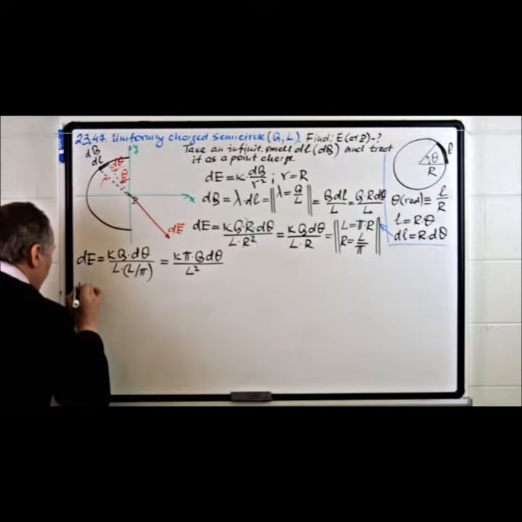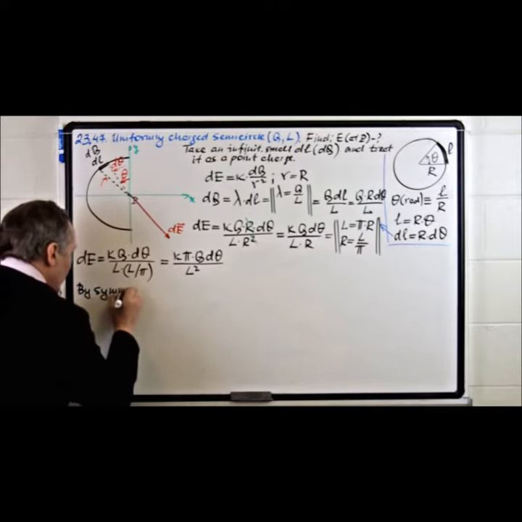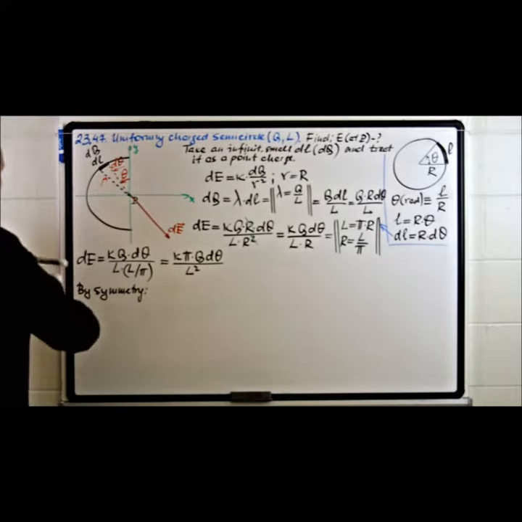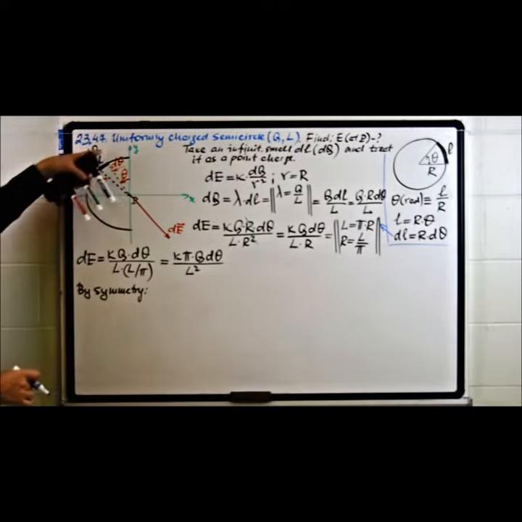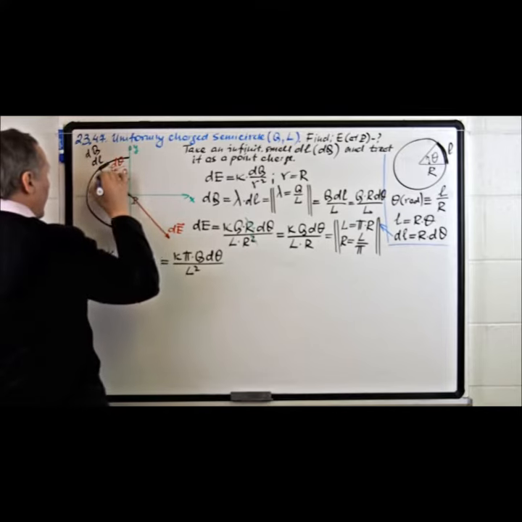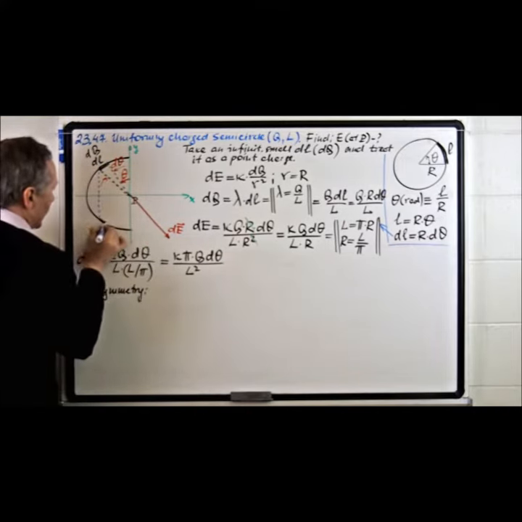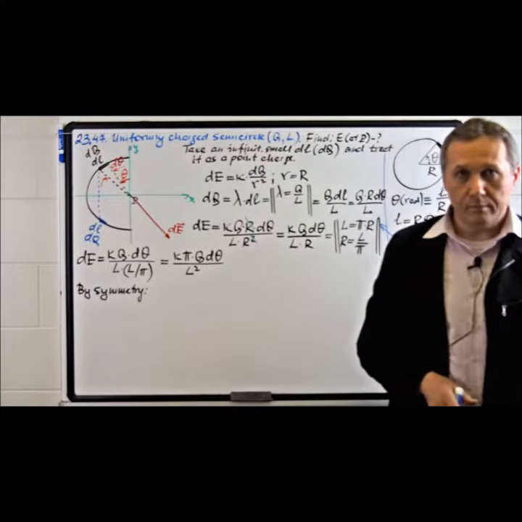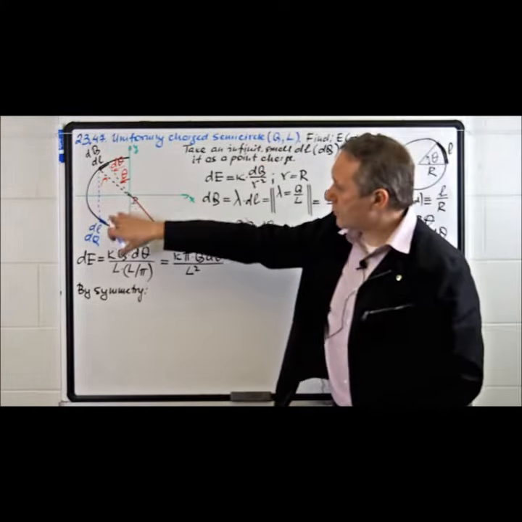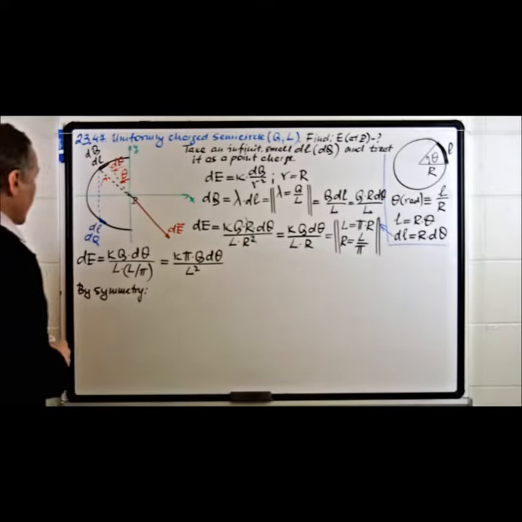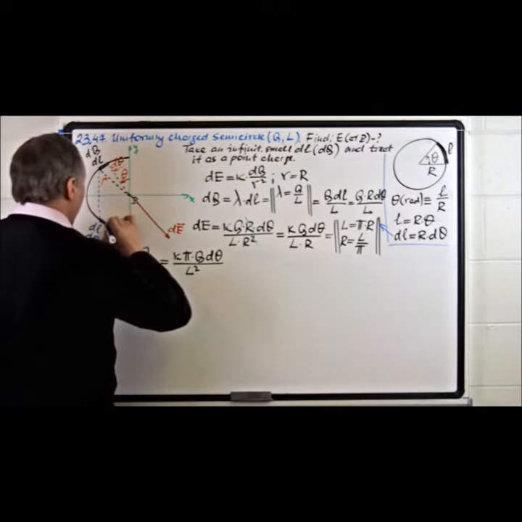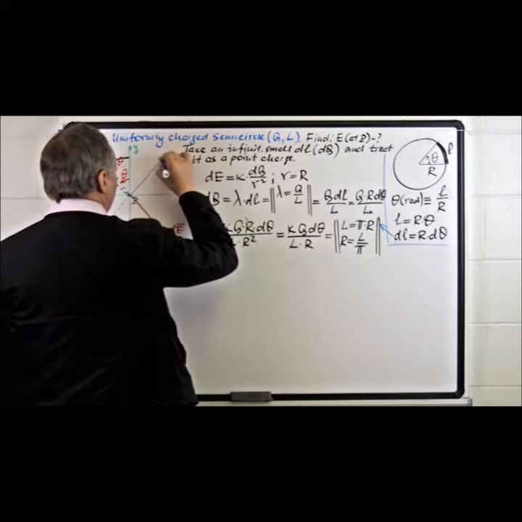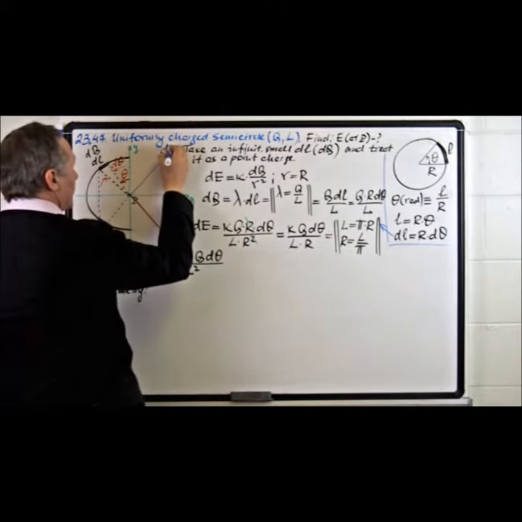So let me write, by symmetry. What can we get out of this symmetry? Okay, I will use probably a different color. Look, we have this segment in the upper part of this semicircle, but at the same time we can find a similar segment with the same length dl and the same amount of charge dq in the lower part of this semicircle, just straight down. And of course this segment with the charge dq will create its own contribution to the electric field at point P. And that contribution, let me draw it over here with the blue marker, this will be dE.